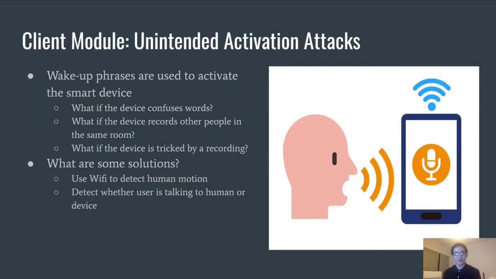Now we're going to go through each potential attack on each module one by one. So we're going to start all the way on the front end with the client module with unintended activation attacks. Now let's go through an example. You're at home and you're using Amazon Alexa. And Amazon Alexa uses wake-up phrases to activate. But the device could confuse words with others, and it could record other people in the same room, or it could be tricked by a recording. All of these are potential security issues.